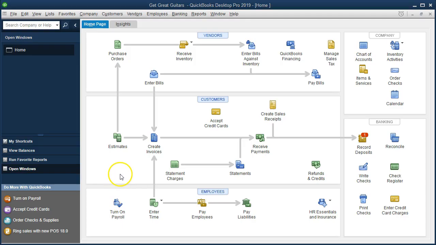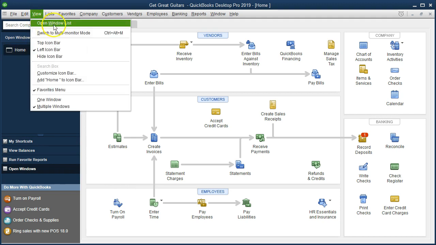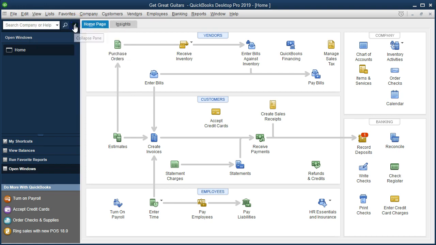We are in the home page. We currently have the open windows open. You can go to the open windows by going to the View dropdown and selecting the Open Windows list. This is going to be an adjusting entry for accounts receivable.